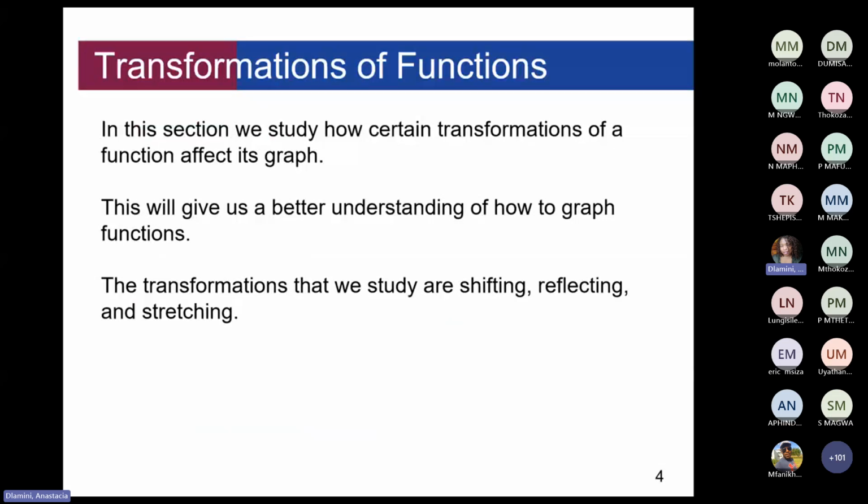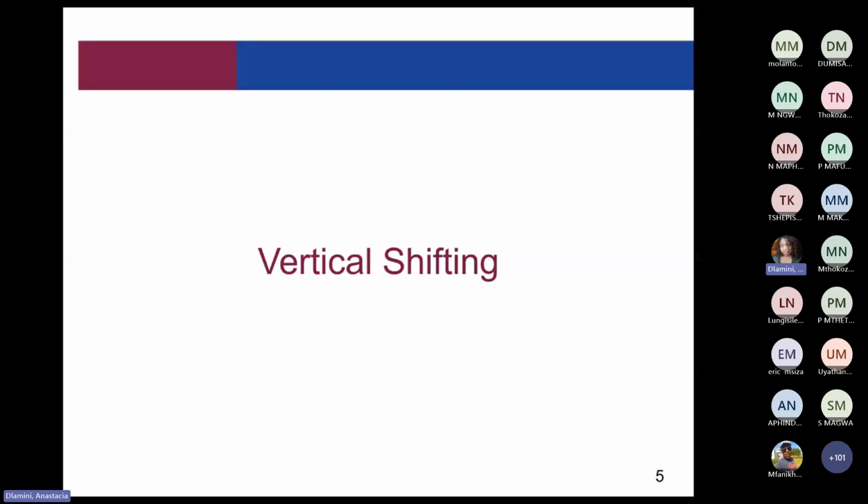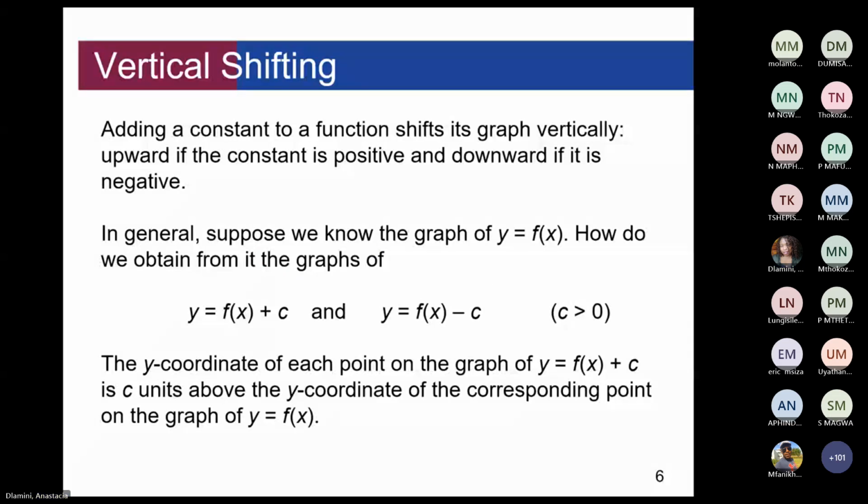They say in this section, we study how certain transformations of a function affect its graph. This will give us a better understanding of how to graph functions. The transformations that we study are shifting, reflecting, and stretching. Now, vertical shifting: adding a constant to a function shifts its graph vertically, upwards if the constant is positive and downwards if the constant is negative.